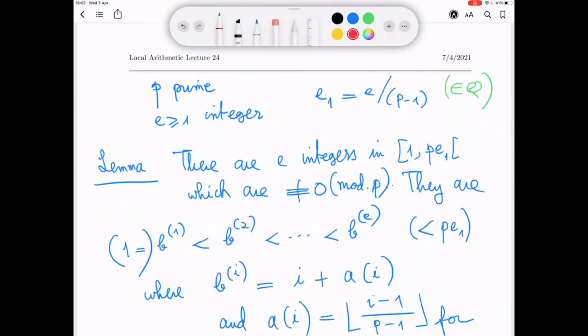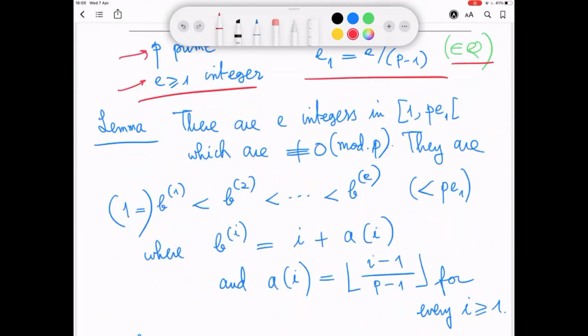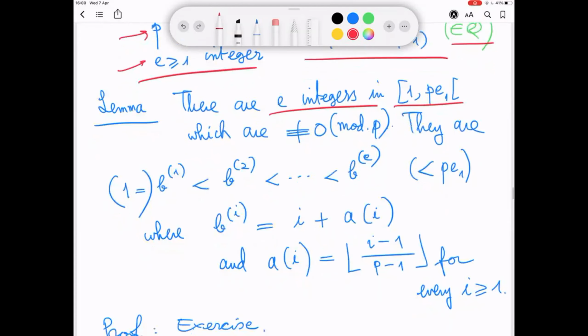Anyway, so let's continue. Let's take a prime P and take any integer E, put E1 equal to E divided by P minus 1, which is a rational number. And the claim is that there are E integers in this interval, 1 to PE1, which are prime to P.